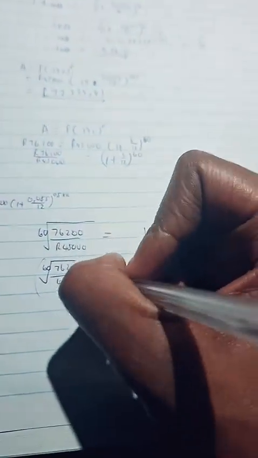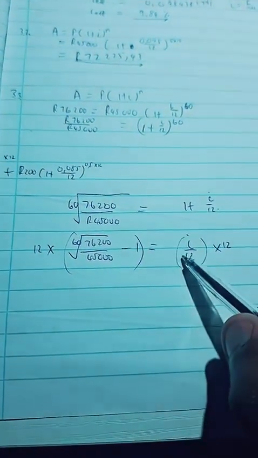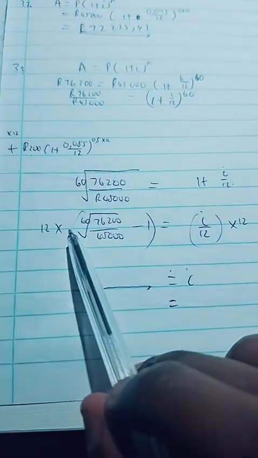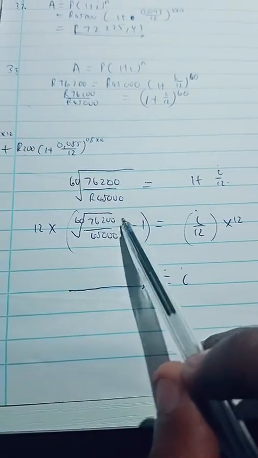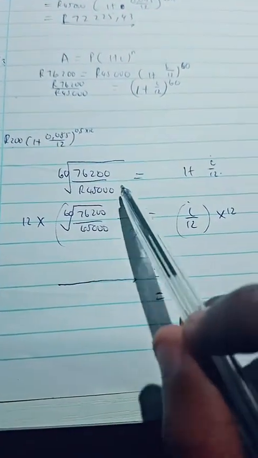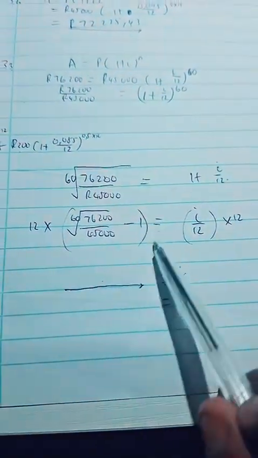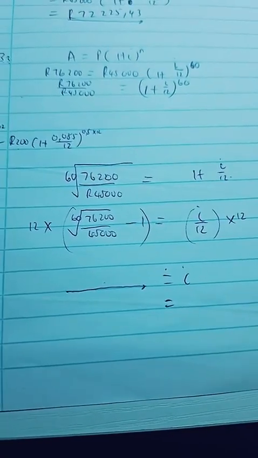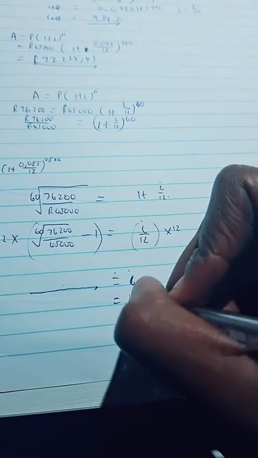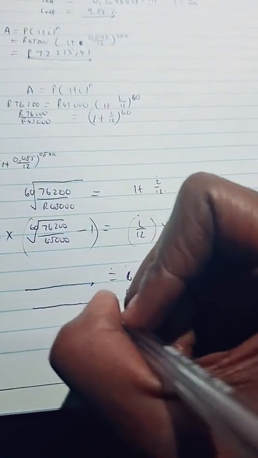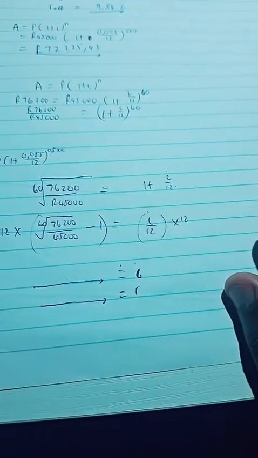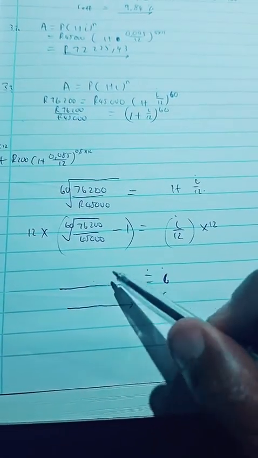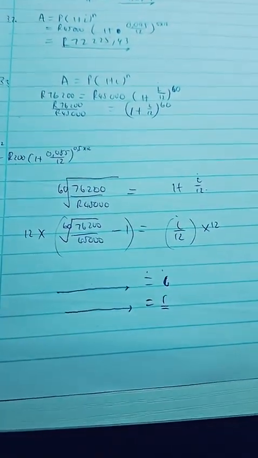So this is all algebra, guys. Then that cancels, and we are left with i, which is 12 times the 60th root of 76,200 over 45,000, minus 1. You tell me what you get as the answer, the entire decimal, don't leave out any numbers. Then I'm going to multiply that by 100 to get R, the interest rate as a percentage, rounded off to 2 decimal places.